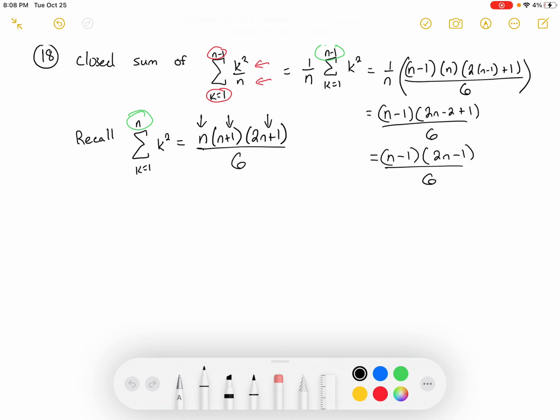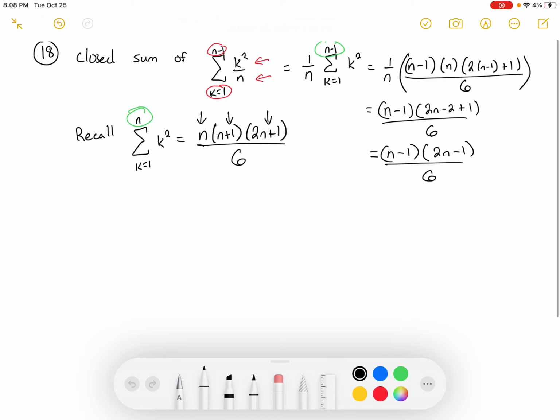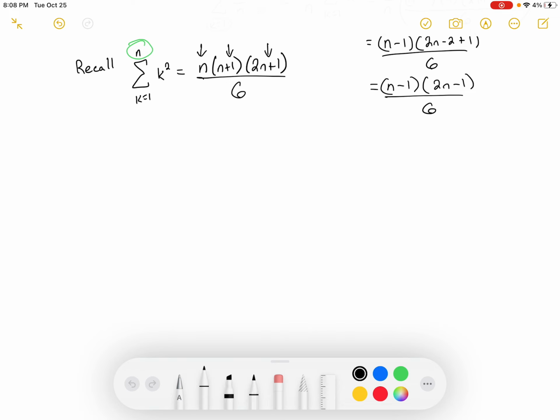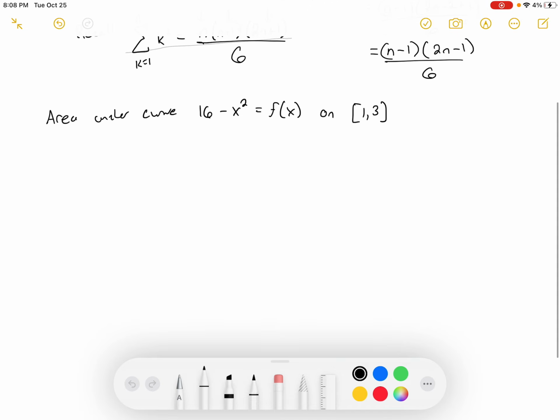So let's consider one of those area problems. Let's suppose that we wanted to find the area under the curve 16 minus x squared. That's sort of my f of x. And I wanted to find that on the interval of 1 to 3. This is a little bit trickier than the one we did in class, but we can certainly draw it, and we could take a definite integral. And then from there, we can do our infinite sum.